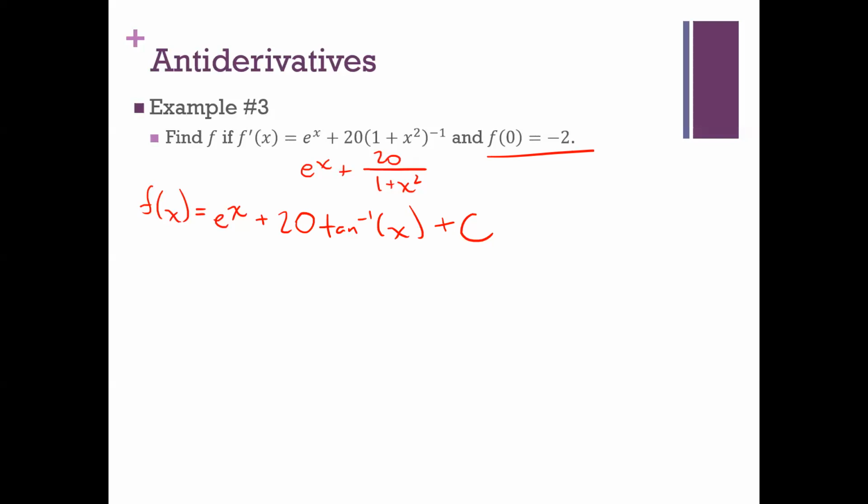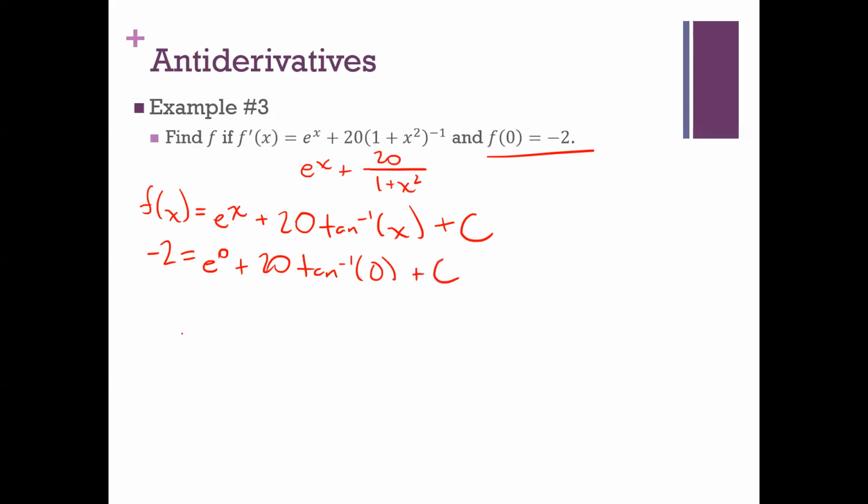If you think about this in terms of a graph, which might be the easiest way to see it, if you graph the antiderivative, really I can just slide it up and down, right? Because I don't know what that constant is. But in this case, since I have a single point on the curve, I know where they all are. So how can I find this value of C using that information? So f of 0 is equal to -2, and that's equal to e to the 0 plus 20 times the inverse tangent of 0 plus c.